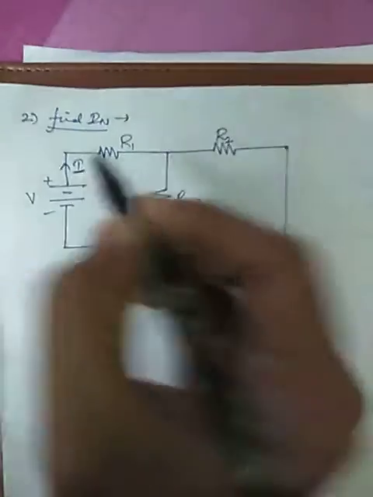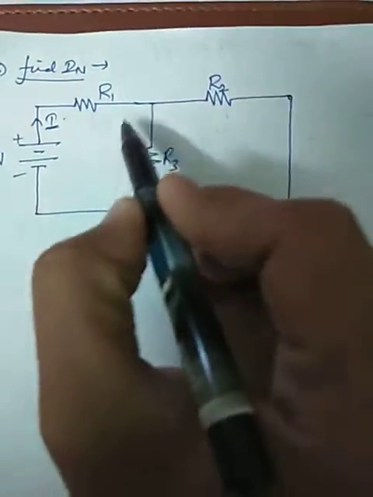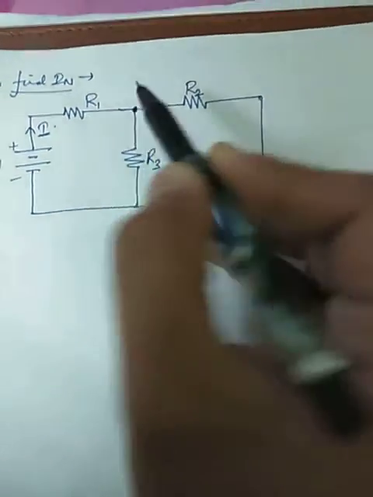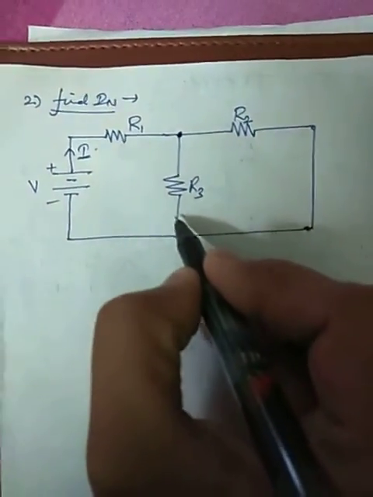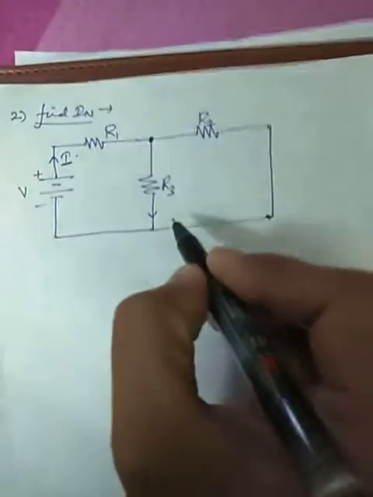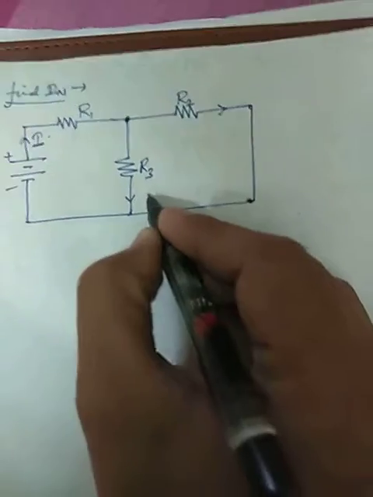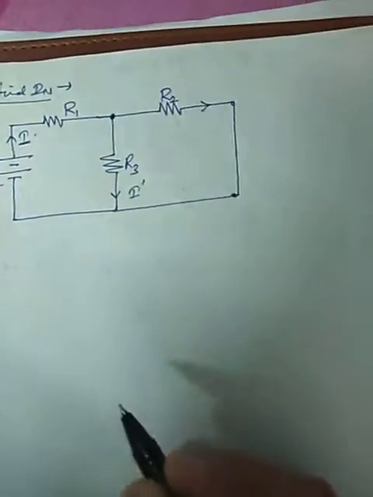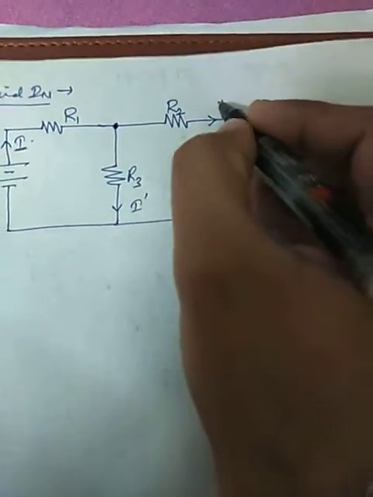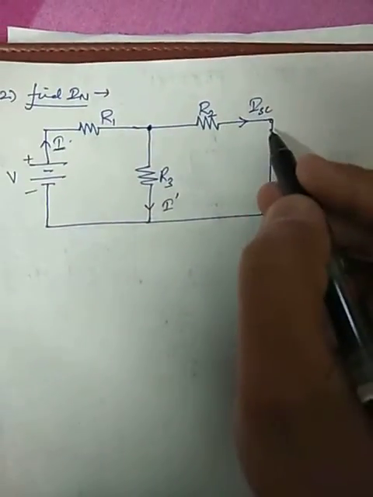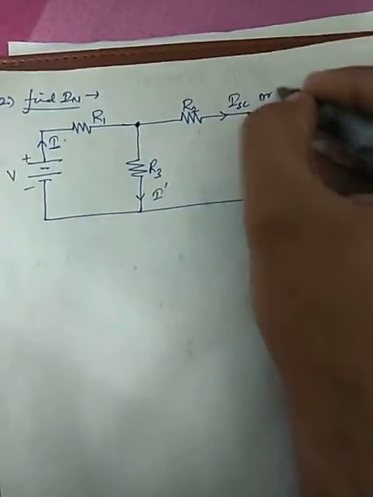Say current I is flowing. When this current I is flowing across this branch, then at this junction point the current will divide. Some current will flow across this branch and some current will flow across this one. So say this current is I dash and this current is ISC, the short circuit current. We will name them. This is the short circuit current, or Norton current, we can say.